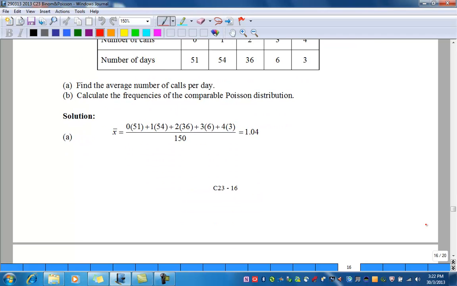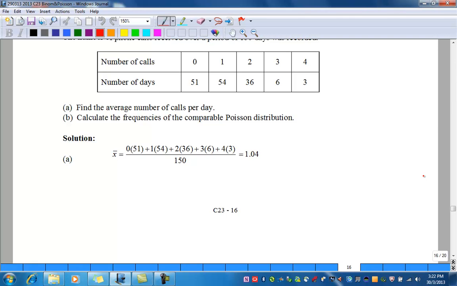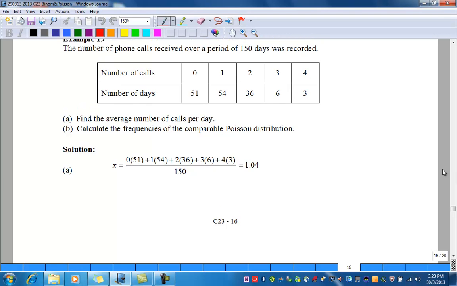For A, we will work out what is x bar. So x bar will be equal to the number of days times the number of calls, which is 0 times 51 plus 1 times 54 plus 2 times 36 plus 3 times 6 plus 4 times 3, divided by the total number, which will be 150, and that will give you 1.04.